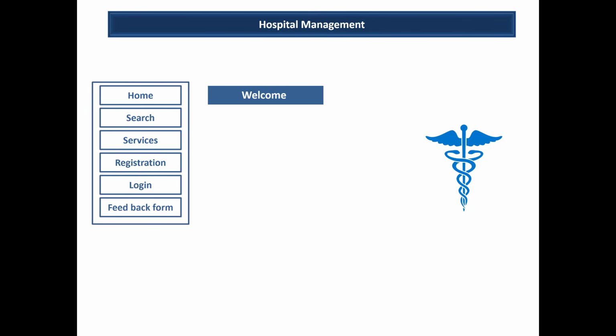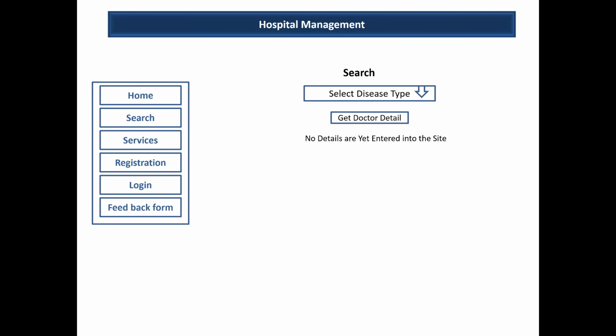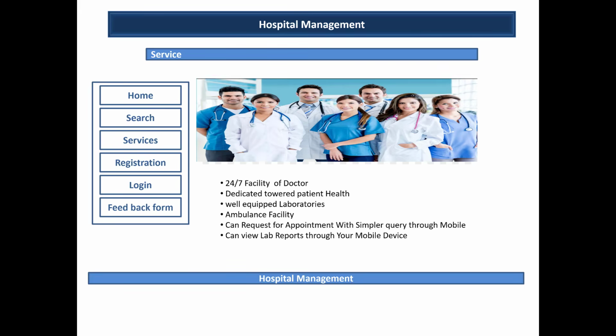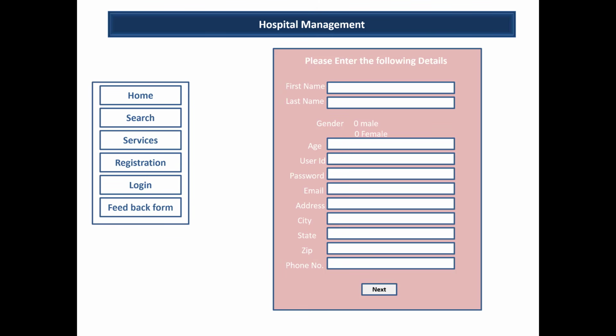This is the left panel. You can see the navigation part where we have home, search, service, registration, login, and feedback form. In the search section you select the disease type and get the doctor details. The disease is related to the physician, so you just get the doctor details. Here we have the home page, and the service tab section with 24/7 doctor facilities, dedicated care for patients' health, and so on.